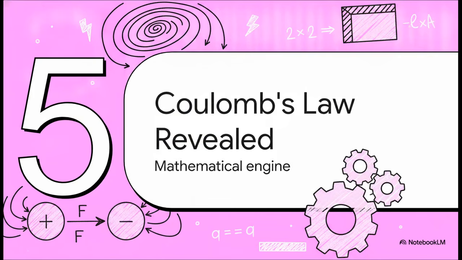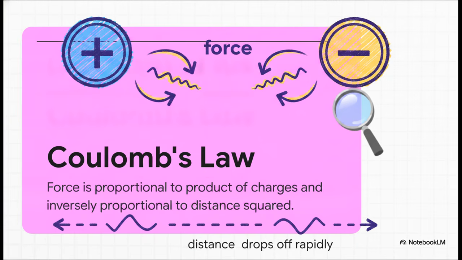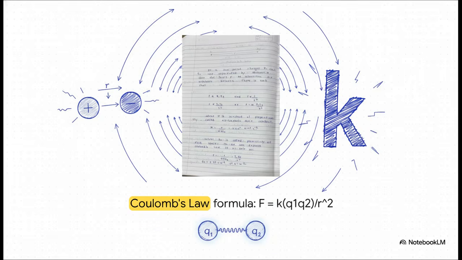All right, final section, number 5, Coulomb's law revealed, the ultimate mathematical engine. Here we have Coulomb's law fully defined. In plain terms, this law tells us that the force between two charges grows exponentially when the charges get bigger. Makes sense, right? But crucially, that force drops off incredibly rapidly as they get further apart. The distance between them is a massive, massive factor. Looking at the finalized formula directly from the source notes, we see this relationship beautifully and perfectly laid out. F equals K times Q1 times Q2 divided by R squared. The Q's are the charges, the R is the distance.